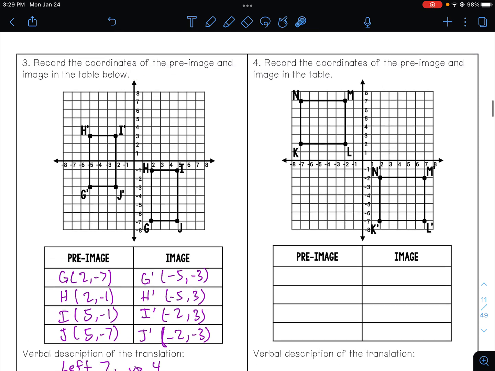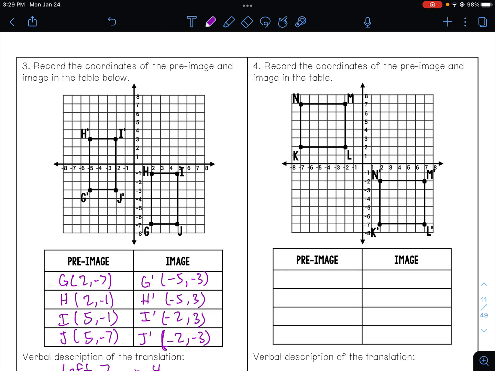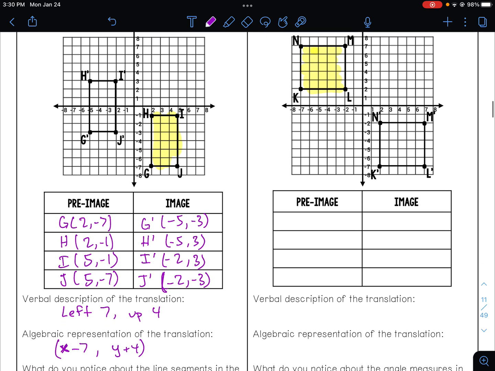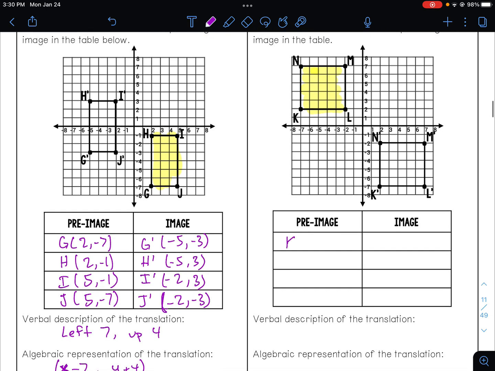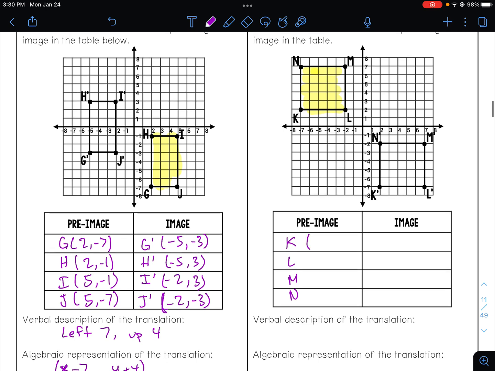Let's try this next one, number 4. The original is right up here. I might as well highlight the original, right? And then let's go to the new one. So let's record the pre-image. J, K, L, M, N. So K, L, M, N. Looks like K, right there, that is, let's see, -7 and 2.